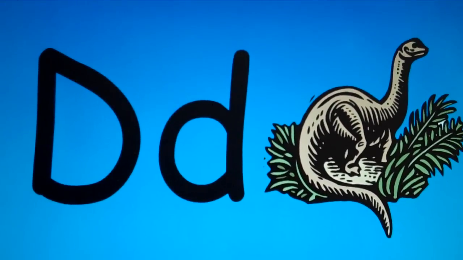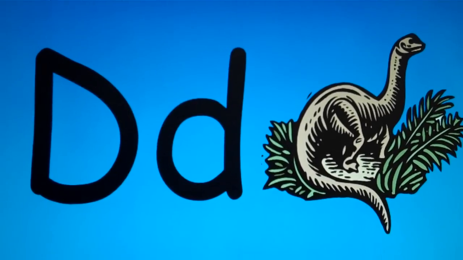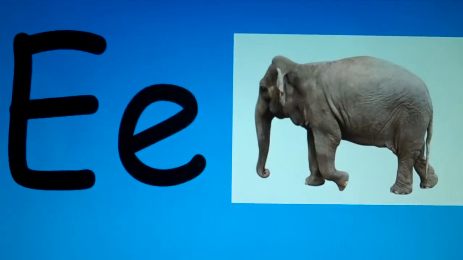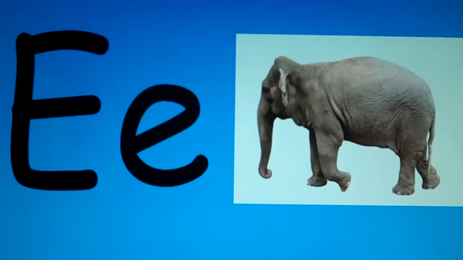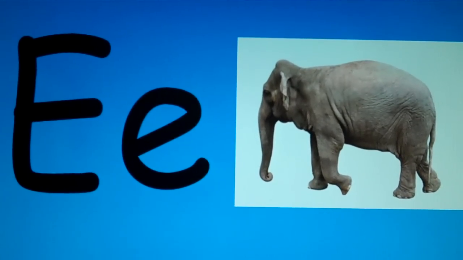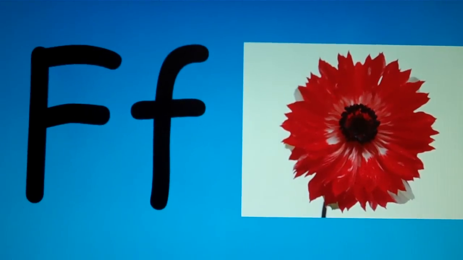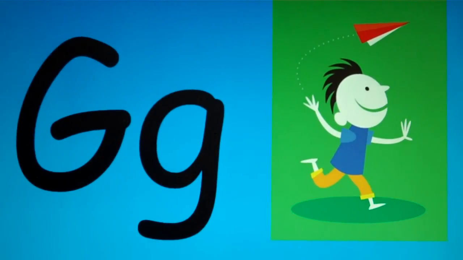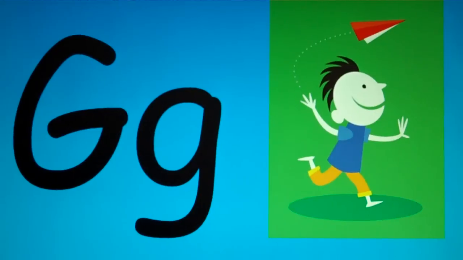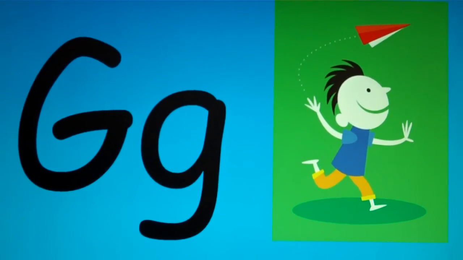D makes the sound D, as in un dinosaur. E makes the sound E, as in un éléphant. F makes the sound F, as in une fleur. G makes the sounds J and G, as in un garçon.